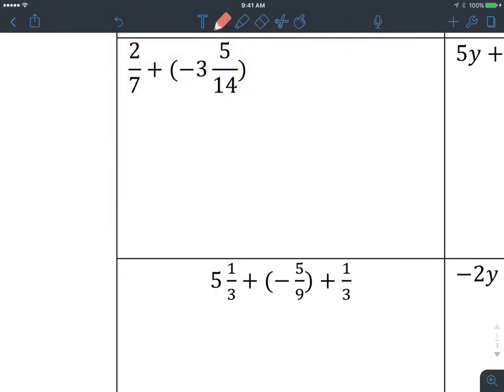So here I've got 2 over 7, which is a proper fraction. It's a smaller number on top of the big number, so that one is going to stay the same, just as 2 over 7. And we don't have to make any changes.